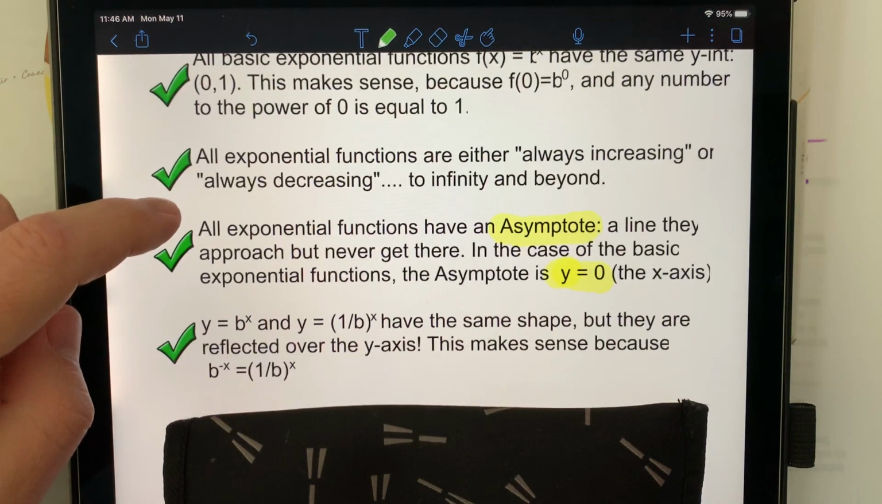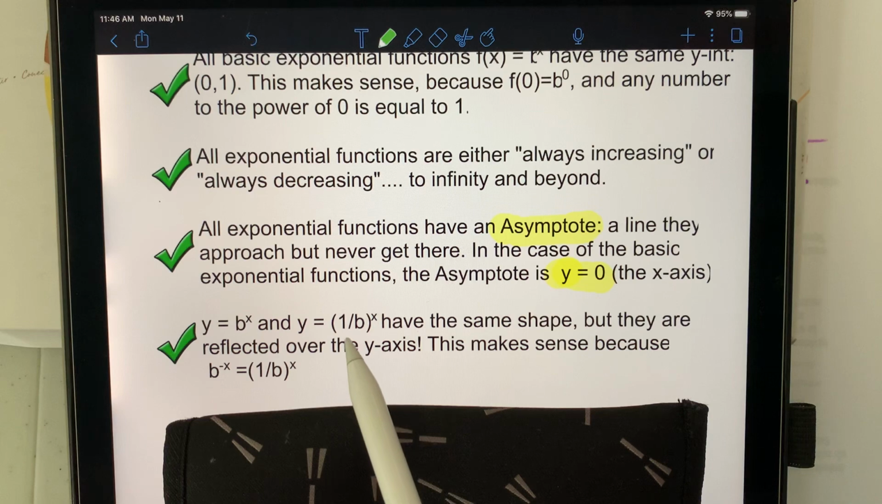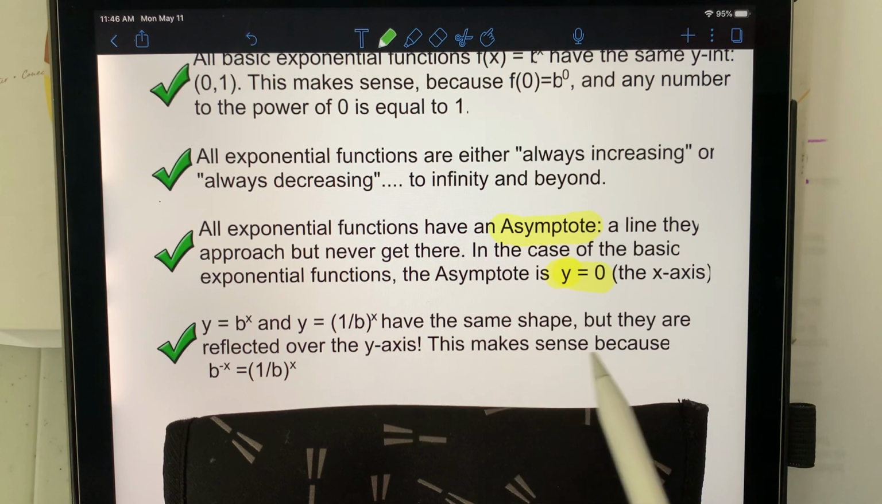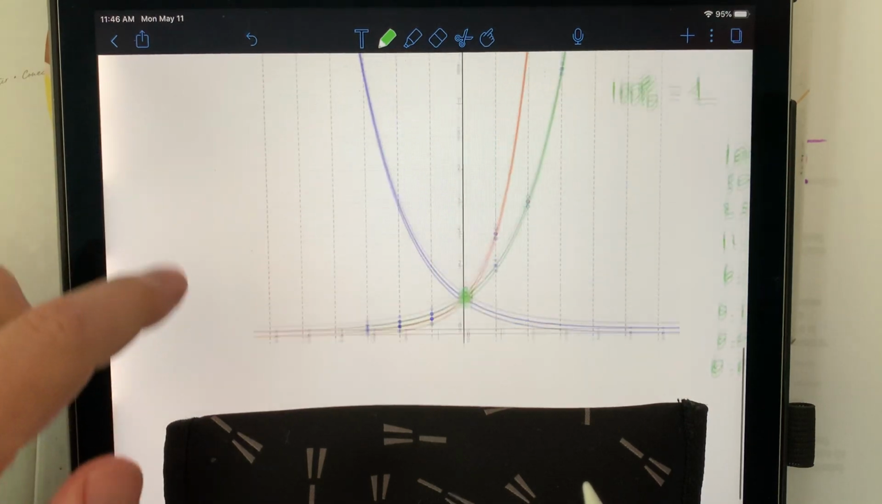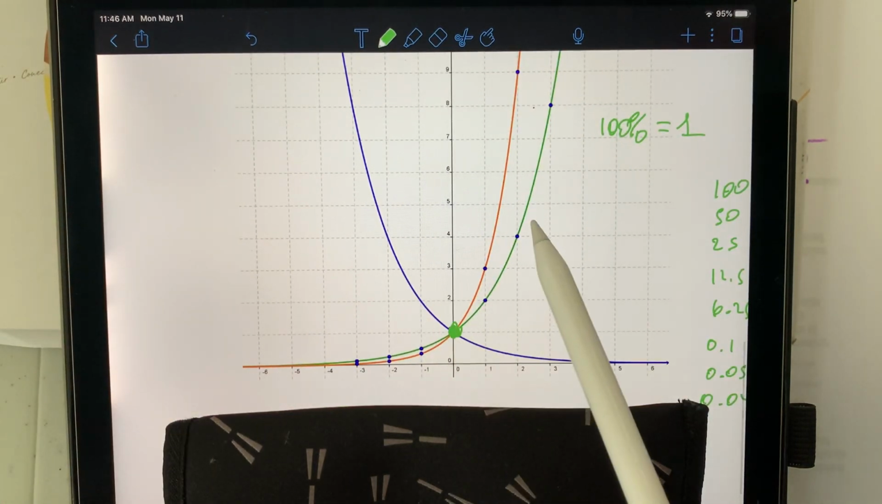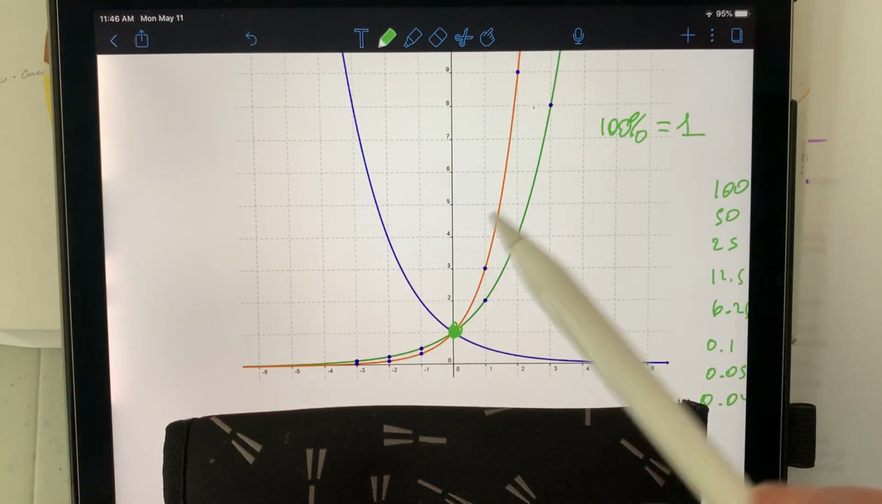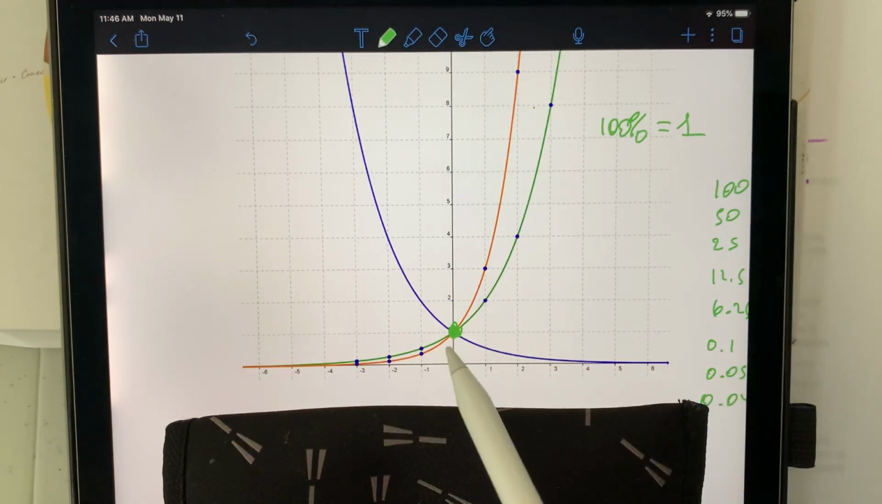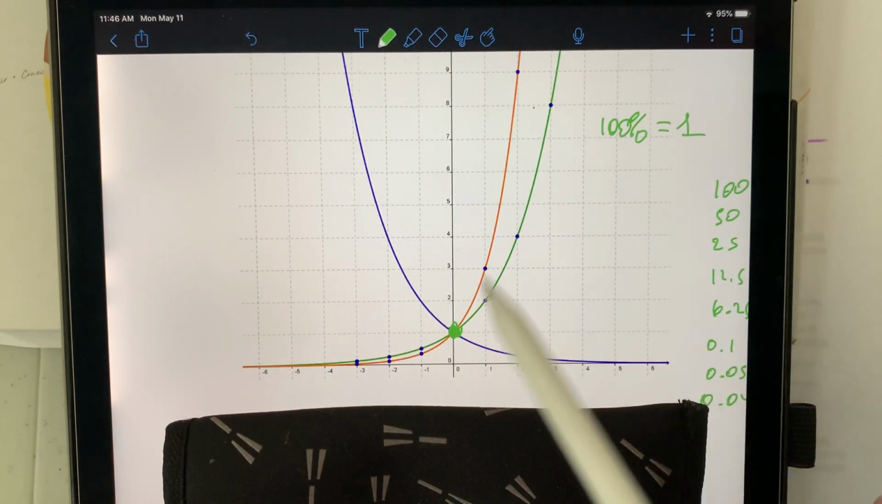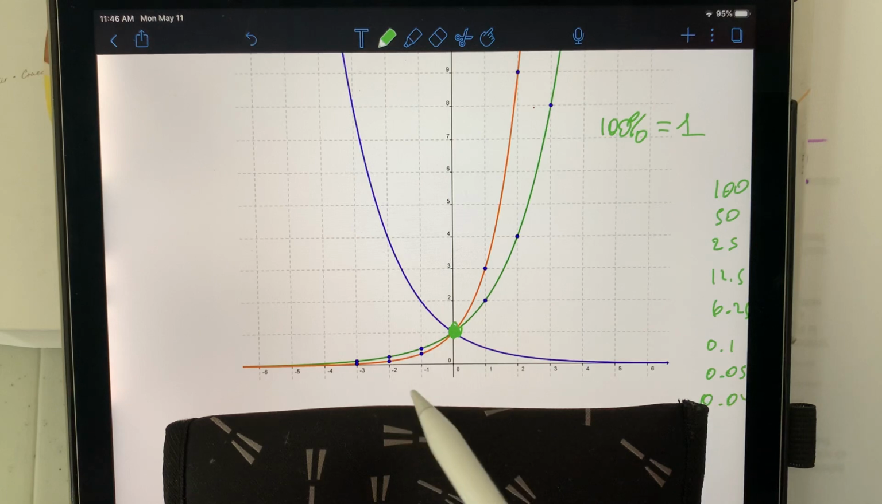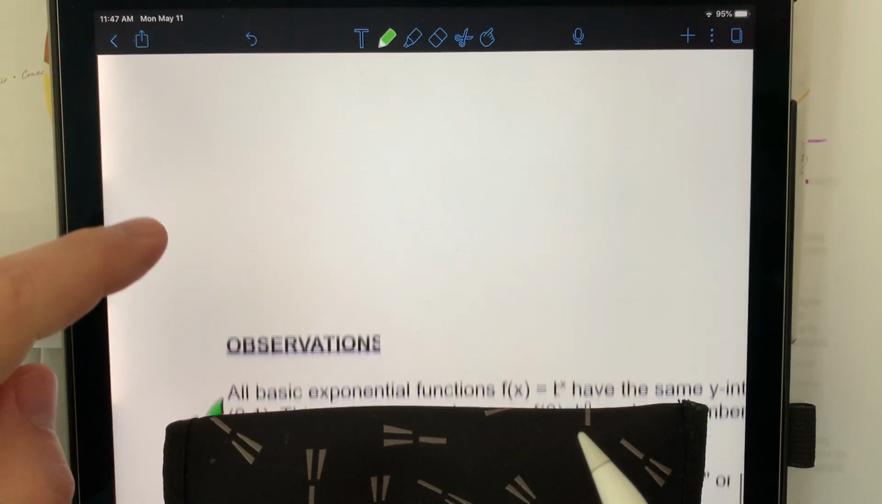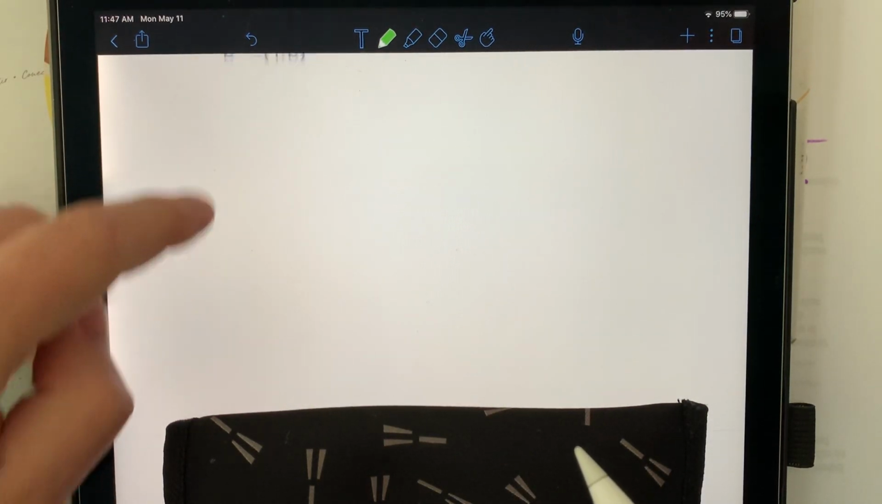And point number 4, b to the x and 1 over b to the x have the same shape, but they're reflected over the y-axis. So it's a reflection. As you can see, the blue line and the green line have the same shape, but they're flipped over the y-axis. They kind of make a cup or a chalice in my eyes. All right, so those are the 4 points.